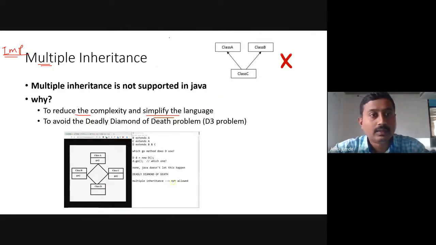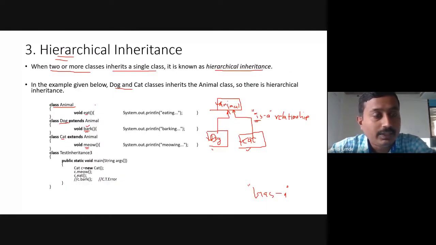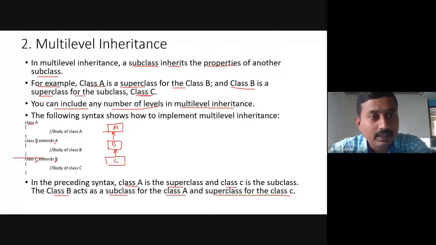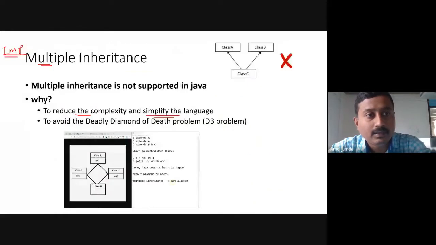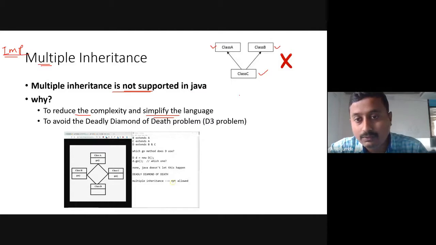Okay. Now, we have studied three types of inheritance: single, multi-level, and hierarchical. The fourth category is multiple inheritance, but remember this is not supported in Java. When we have two or more super classes, or base classes, and they are getting inherited in a single derived class, then we have multiple inheritance, but it is not allowed in Java. If you try to do so, what we have to write?